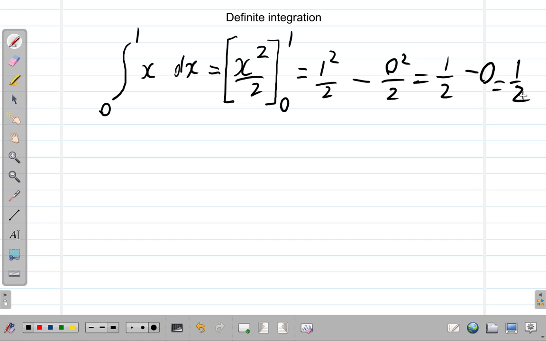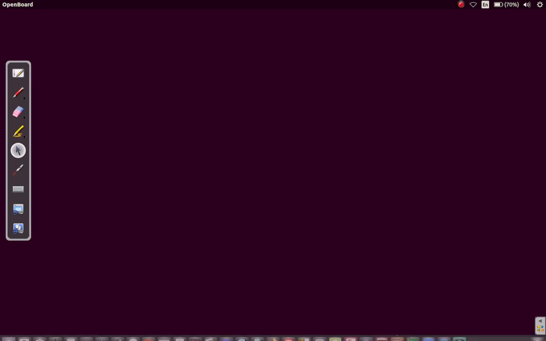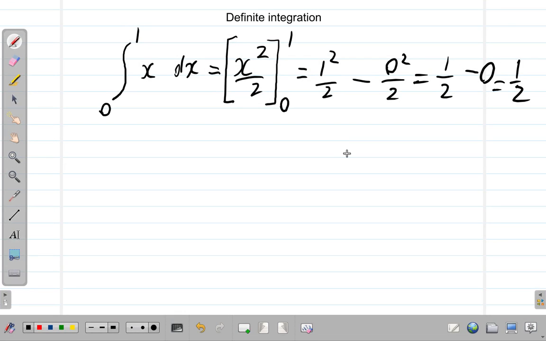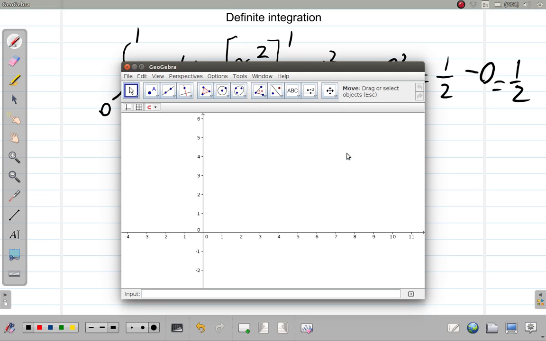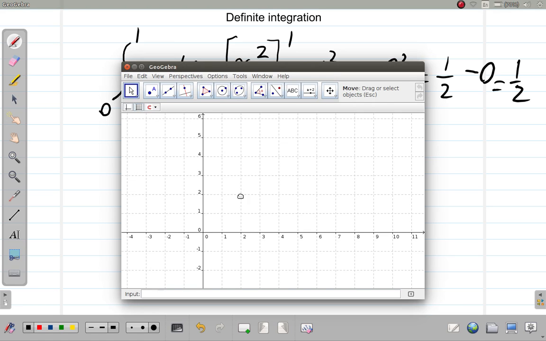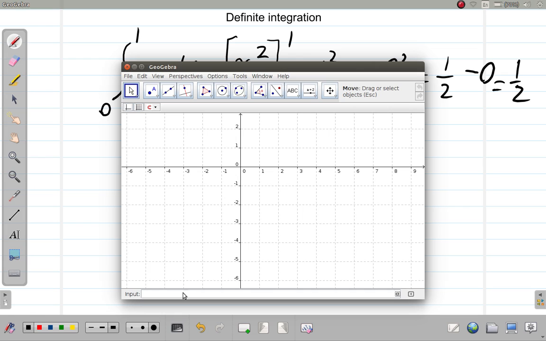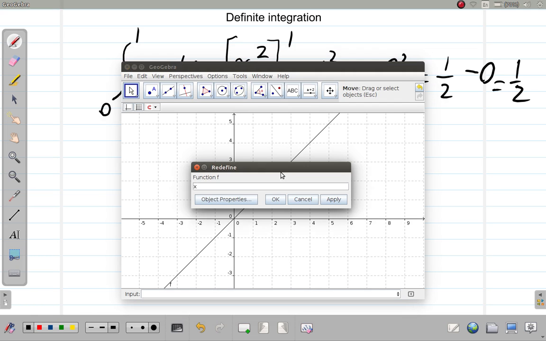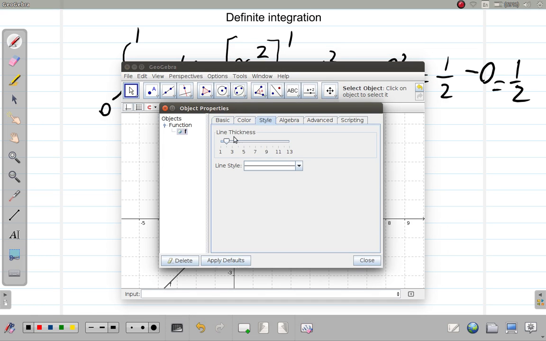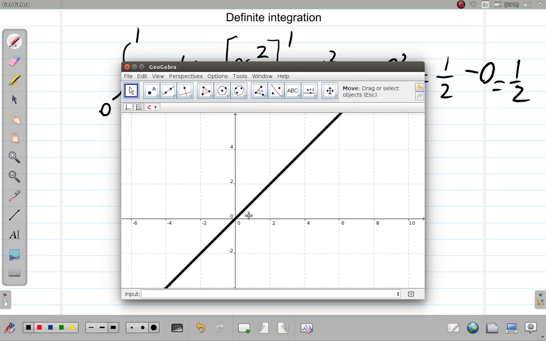Now, let us look at the graph of x and then consider the boundary from x equals 0 to x equals 1. We want to open our graph plotter, because we want to see the fact that we actually are finding an area. So our graph is ready. We have y equals x. That is our line x, but let me make the line thicker so we can see it easier. And let's zoom in.